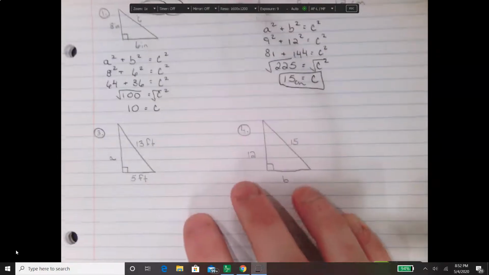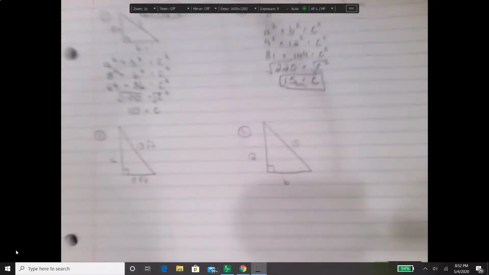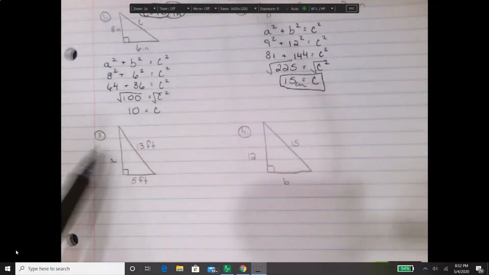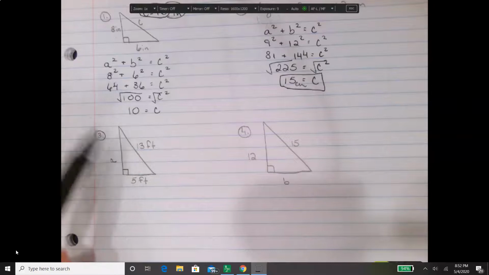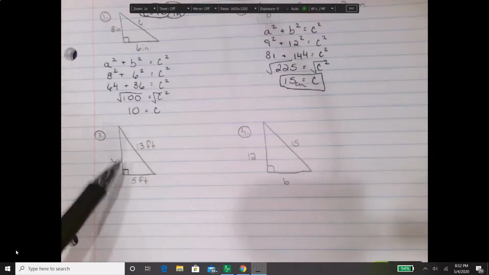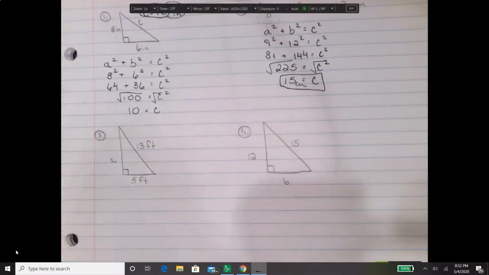Let's look at number 3. Number 3 is a little bit different. On number 3, I've got the triangle drawn. And if you can notice from the diagram, you're missing A. You're missing one of the legs. So you have one leg, which is 5, and you have the hypotenuse. It's the longest side, and it's also across from the right angle. And your hypotenuse is 13 feet.